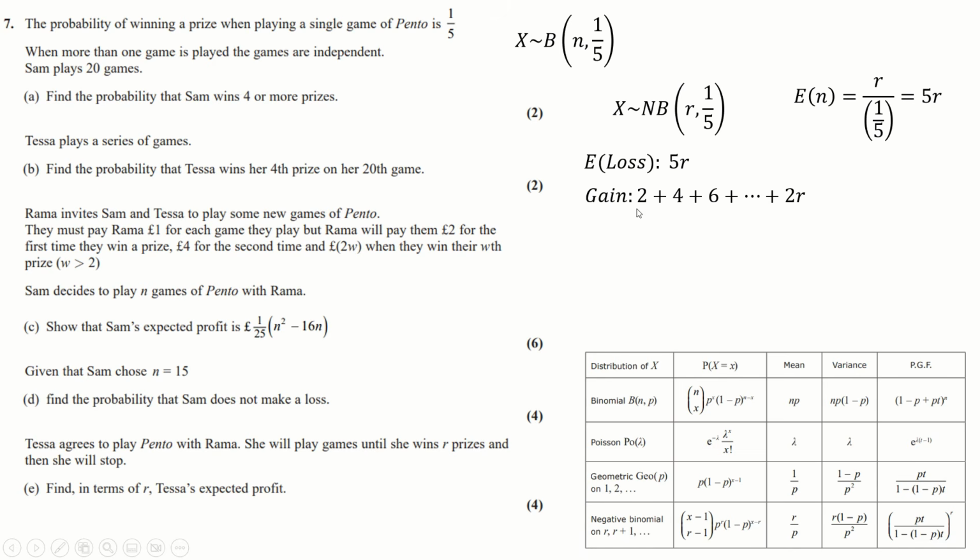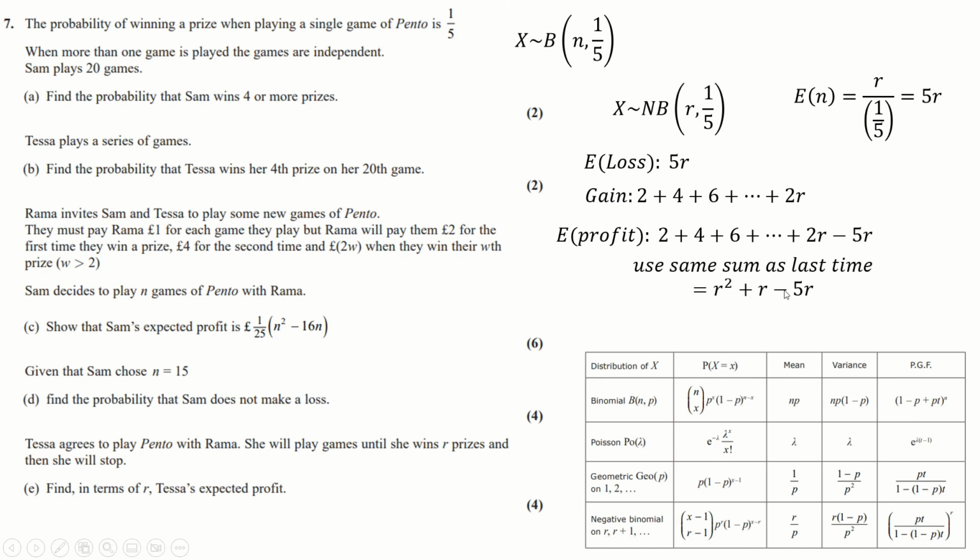But we've already seen this before. If you do the same arithmetic series sum as we saw before, then you end up with, so the expected profit is of course going to be this minus this. And it's expected because this is an expected number of games played, so it's the expected loss. But this is the sum we've seen before. It just turned out to be R squared plus R. So then we take away the 5R and we end up with the expected profit of this.